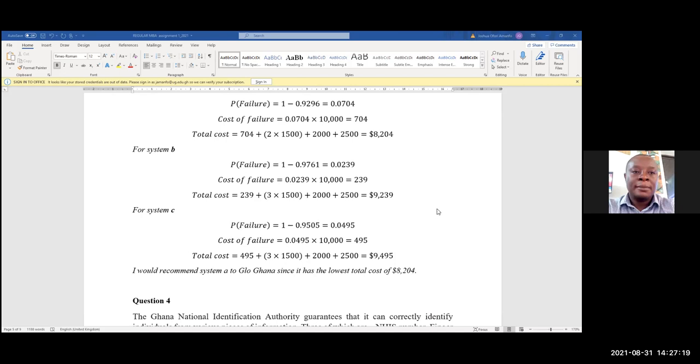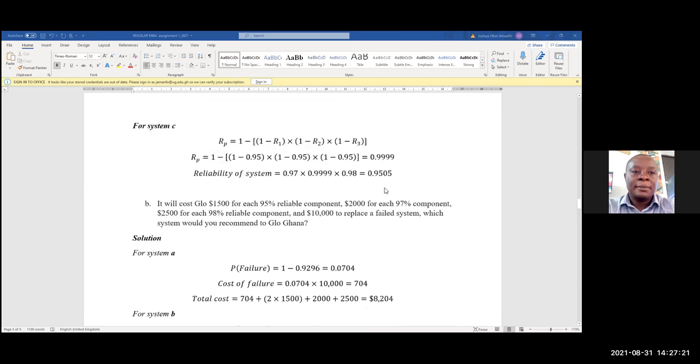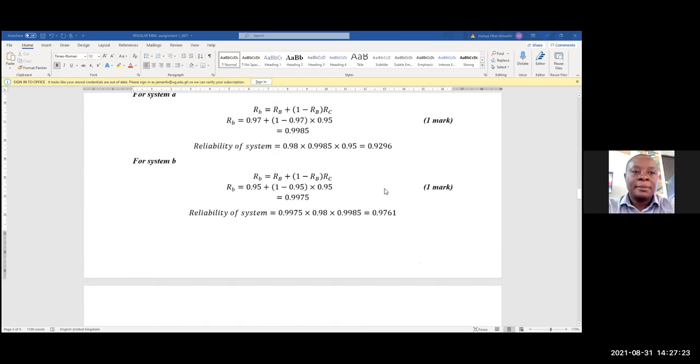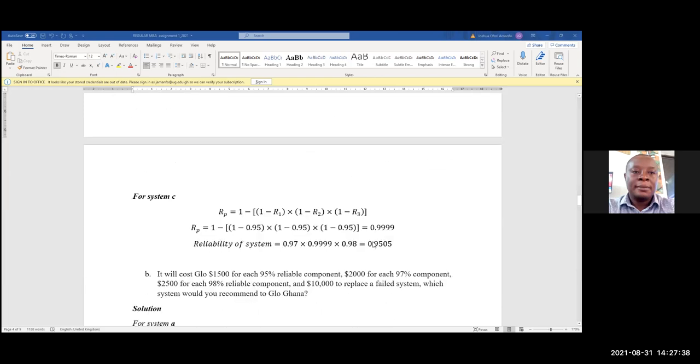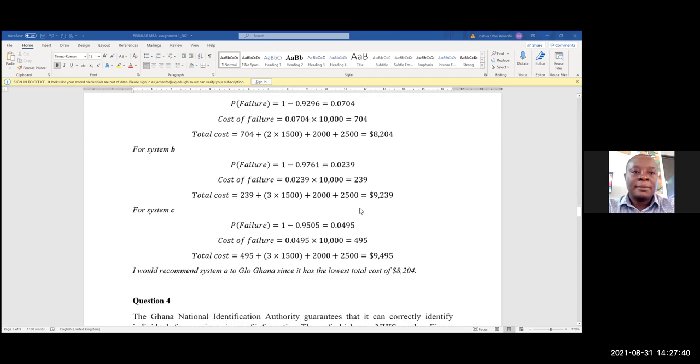And you realize that the one that is less expensive is not actually the one that has the highest system reliability, right? So don't conclude based on just that. You have to go further to the B. You have to work all this out. But sometimes you realize that some people just jump in and write some English. That wouldn't be enough. Any question?